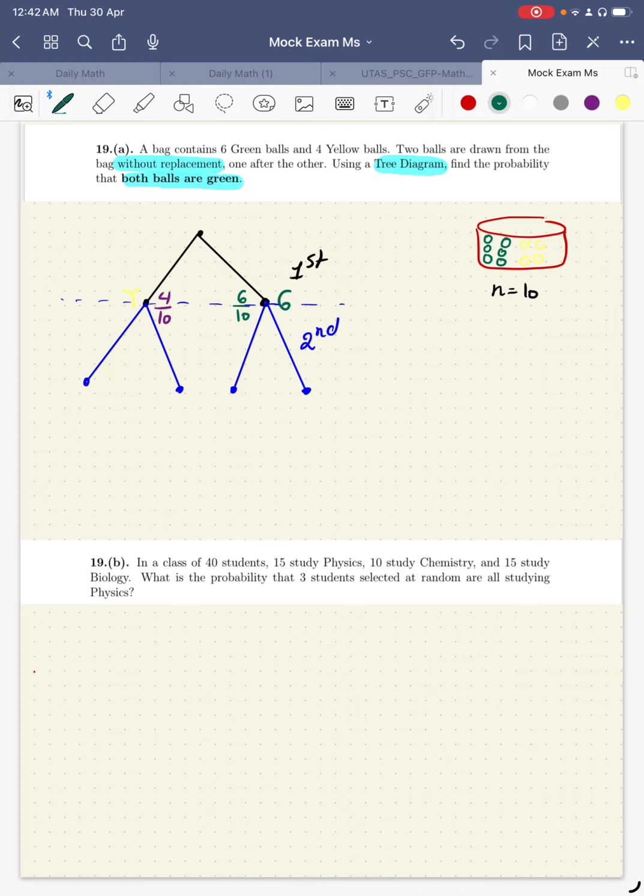So I'm gonna have green and green. Also I'm gonna have yellow and yellow. عندي احتمال إنه يطلع لي أخضر وأخضر ولا عندي احتمال ثاني يطلع لي أخضر وأصفر. عندي احتمال إنه يطلع لي أصفر وأخضر. عندي احتمال إنه يطلع لي أصفر وأصفر.